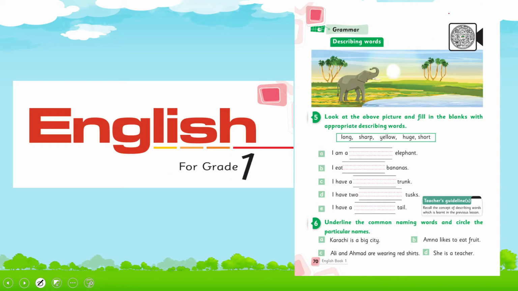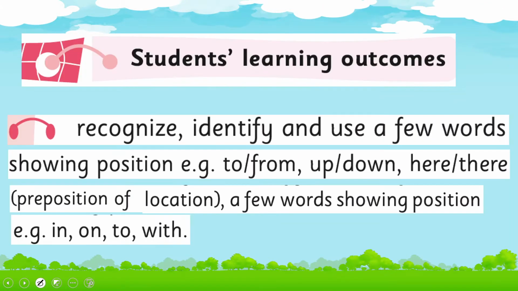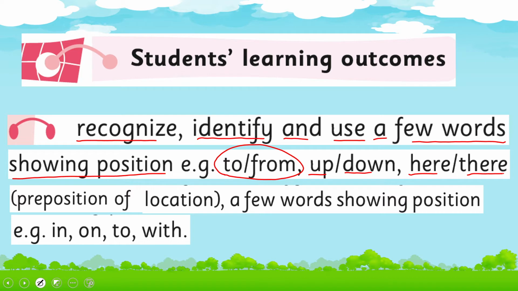So today we'll learn further and we'll cover the SLO to recognize, identify and use a few words showing position. For example, to, from, up, down, here, there. These are prepositions of location, and a few words showing position, for example, in, on, to, with. This is our today's SLO.